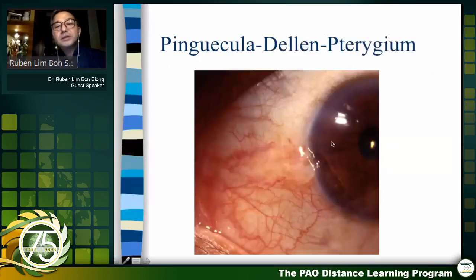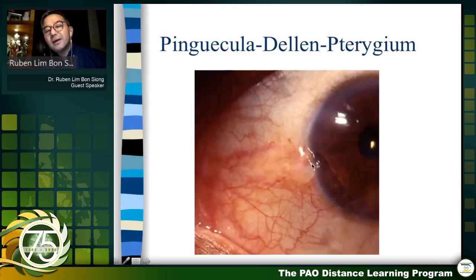Okay, so this is just showing you the pinguecula dellen pterygium model. Showing you a raised lesion. This is your pinguecula that has advanced to the limbal area, causing you a dellen. So this is elevated. So there is a divot here, or a valley, causing poor wetting. The poor wetting causes a dellen.